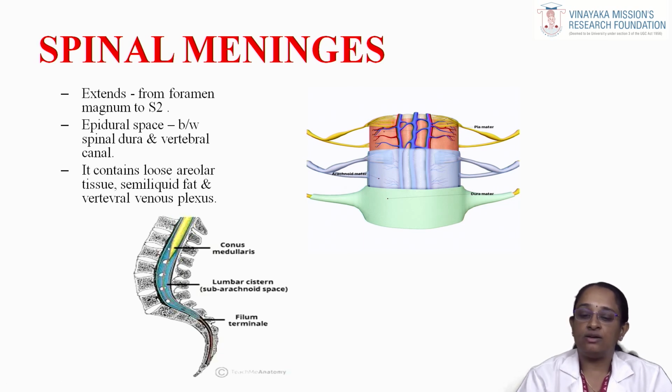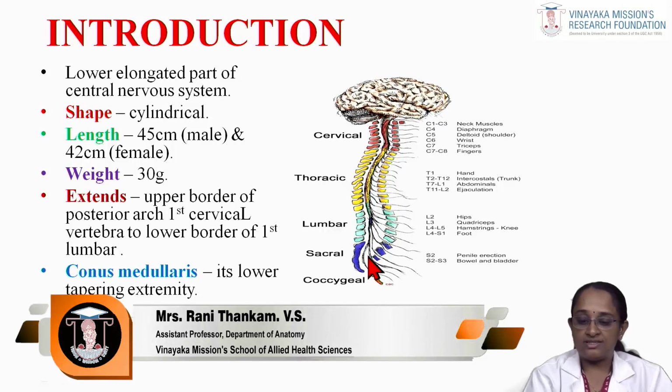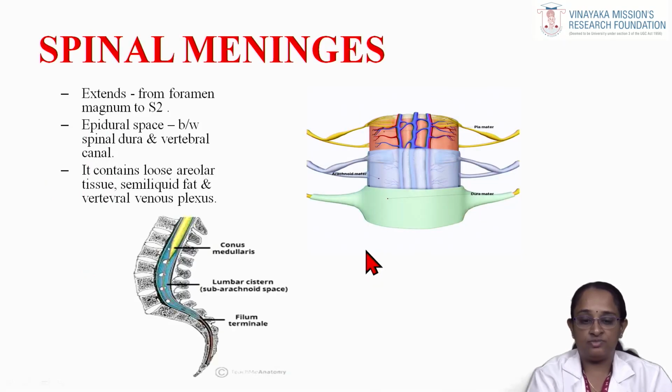As we are studying the spinal cord today, we say spinal meninges. In the last topic we said the extension of the spinal cord is up to L1, but the meninges come a little further down. Here, after lumbar, the sacral region also is covered by the meninges. That is why it is written that it extends from the foramen magnum, that is C1, to S2.